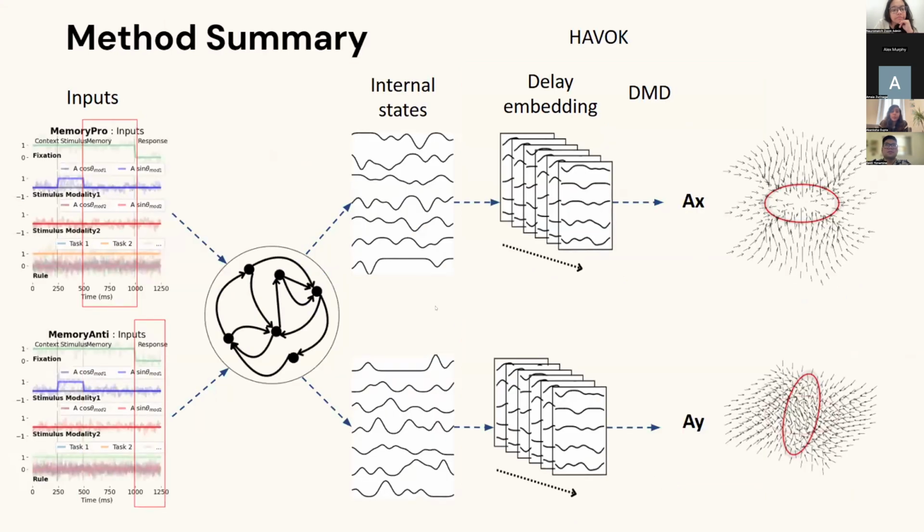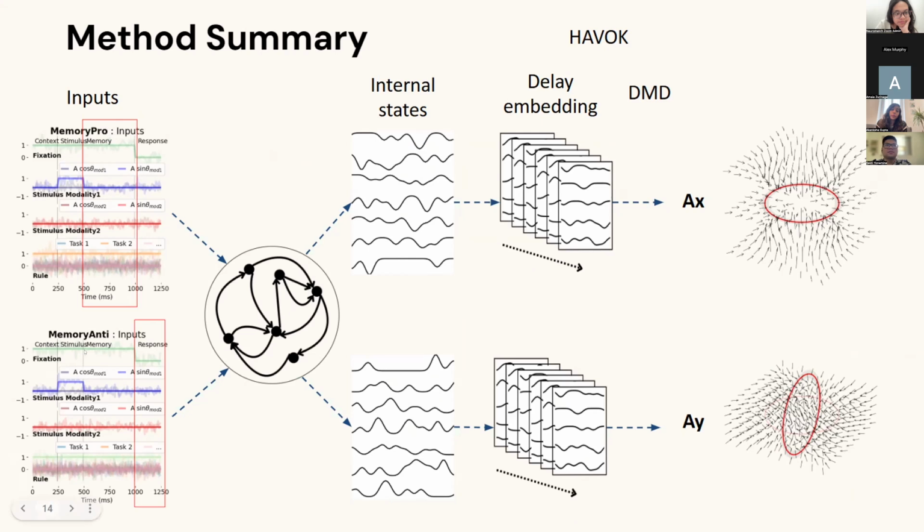Just a summary, here's how we use it in our data. Here are the inputs of MemoryPro. So we get, for example, the memory inputs. It gets into the RNN, which infers, and from that, we select the internal states during that phase. From those internal states, we create the delay embedding or the Hankel matrix, and we apply DMD to find the A_X matrix of these phase dynamics. We could think of it as maybe a ring attractor, as we've seen before.